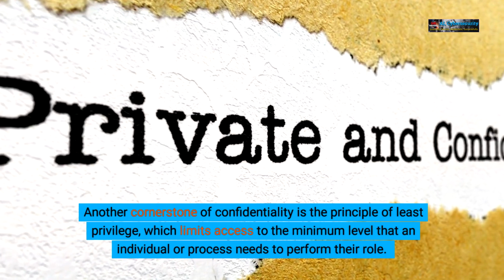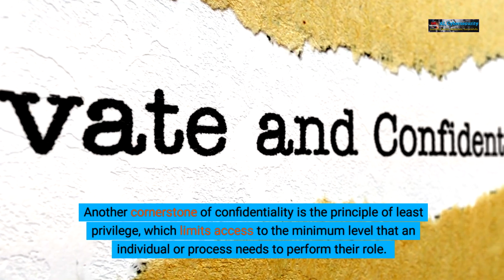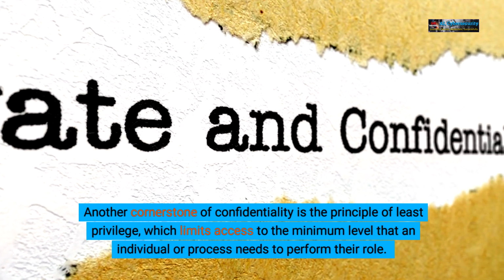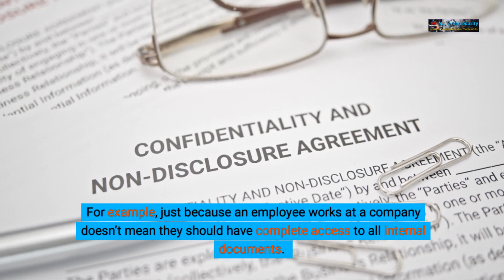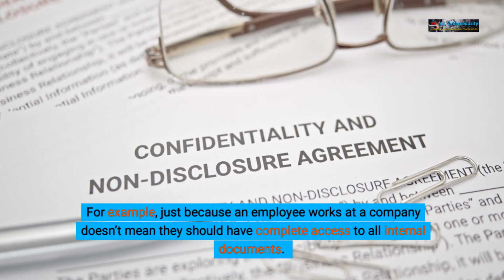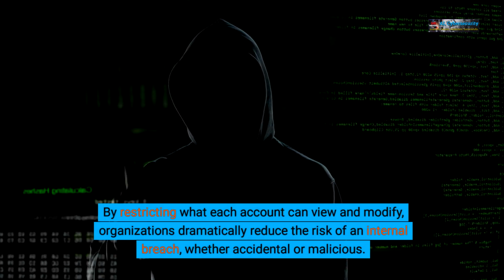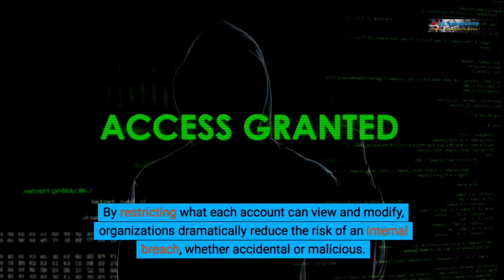Another cornerstone of confidentiality is the principle of least privilege, which limits access to the minimum level that an individual or process needs to perform their role. For example, just because an employee works at a company doesn't mean they should have complete access to all internal documents. By restricting what each account can view and modify, organizations dramatically reduce the risk of an internal breach, whether accidental or malicious.